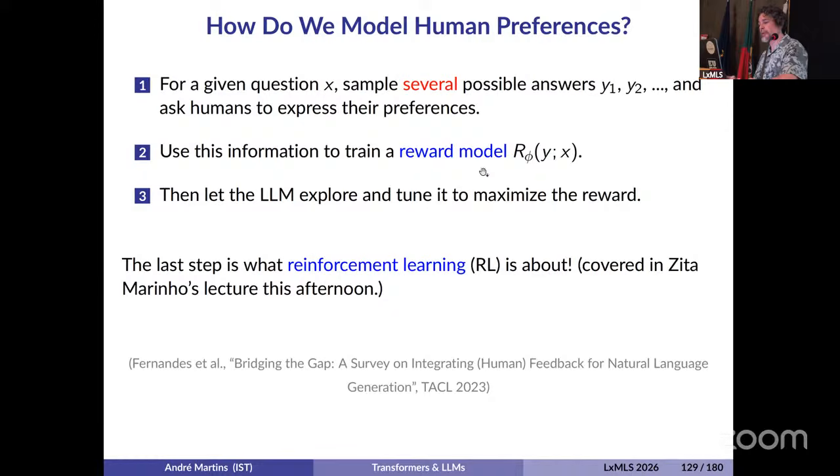Now, once we have a reward model, what we can do is to train the LLM to explore and to maximize this reward, right? This is what reinforcement learning does. And there's going to be a lecture in the afternoon that Zita is going to teach, where she's going to go into a lot more detail about reinforcement learning, okay? Right, so if you want to look a little bit more at what we can do with human preferences, take a look at this survey from my former student, Patrick Fernandes, that does a good job at putting everything together.